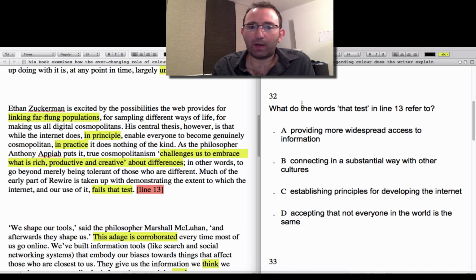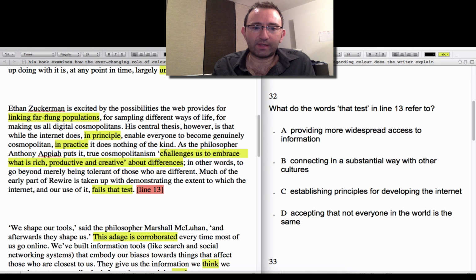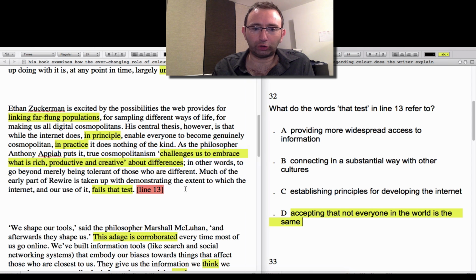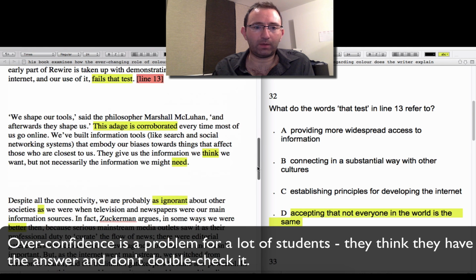Anyway, that's the answer. So now I'm looking for A, B, C, or D, which says something like challenges us to embrace what is rich about differences. Probably D. I'm just checking the other three. There we go. Does that look the same to you? You have to accept that not everyone in the world is the same, and we have to embrace what is rich about differences. It's like another way of saying the exact same thing. Good? Yes, I am very confident about that one.